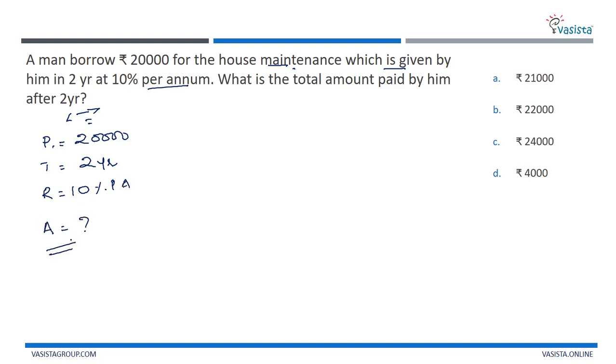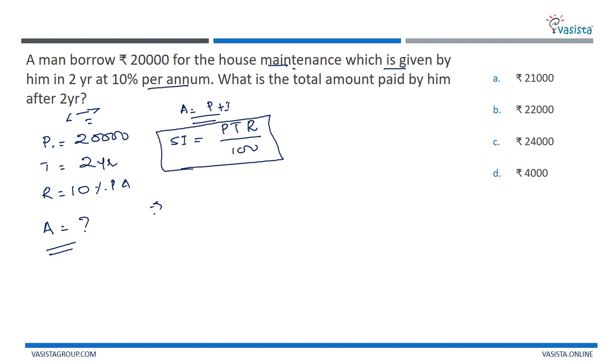Amount is what? We know that amount is equal to principal plus interest. And what is interest? You should know the formula for interest. Simple interest is equal to PTR by 100. First we are supposed to find the simple interest, then we add that interest to the principal so that we will get the amount. Let us check it out.